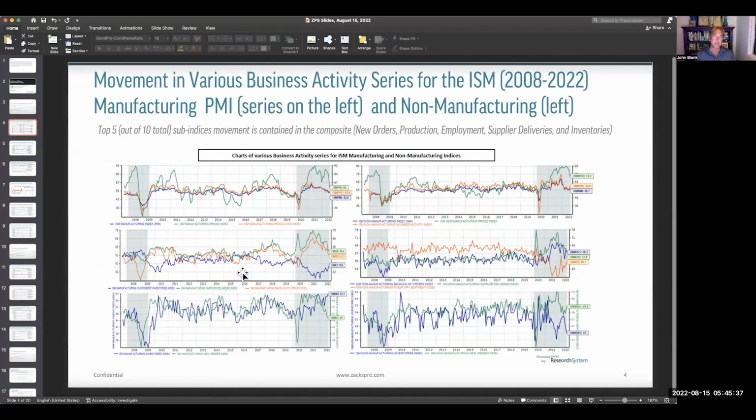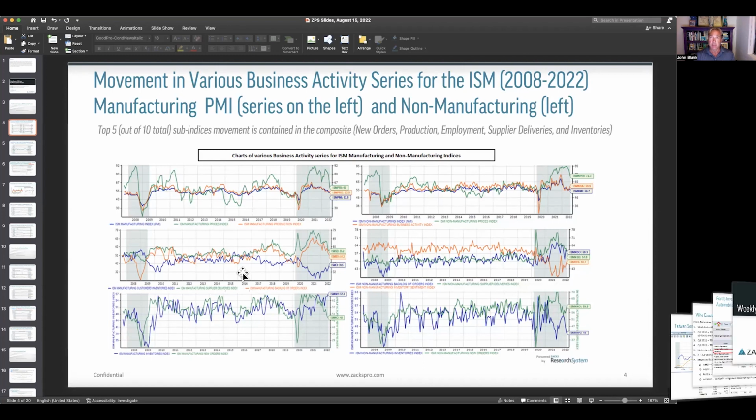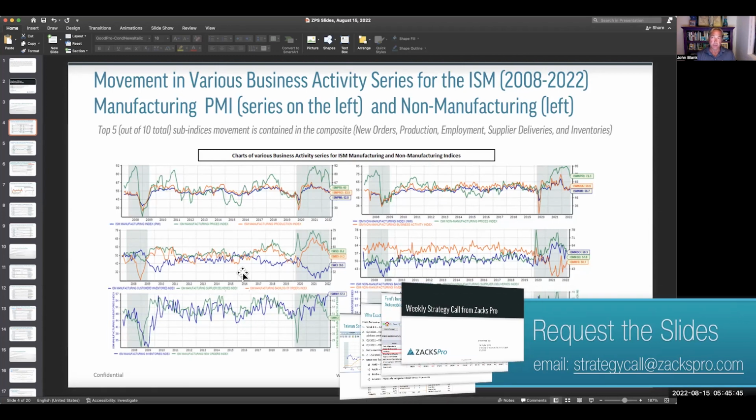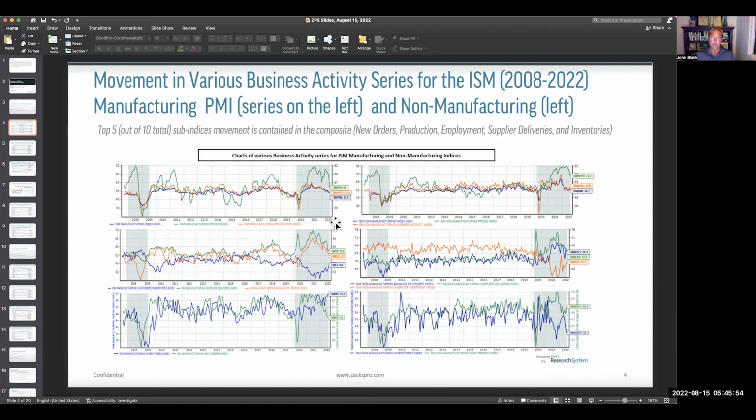All right, movement in various business activity series for the ISM, Institute for Supply Management, based in Phoenix, Arizona. It's a long, very respected, long-standing organization. I only have the data for the last 14 years, running back to 2008 here, and then running all the way to 2022. So first of all, I want to point out on the left-hand side, your left-hand side, right here where I'm circling, that is the manufacturing ISM that comes out the first day of the month. And over here is the non-manufacturing ISM, which comes out on the third day of each month.